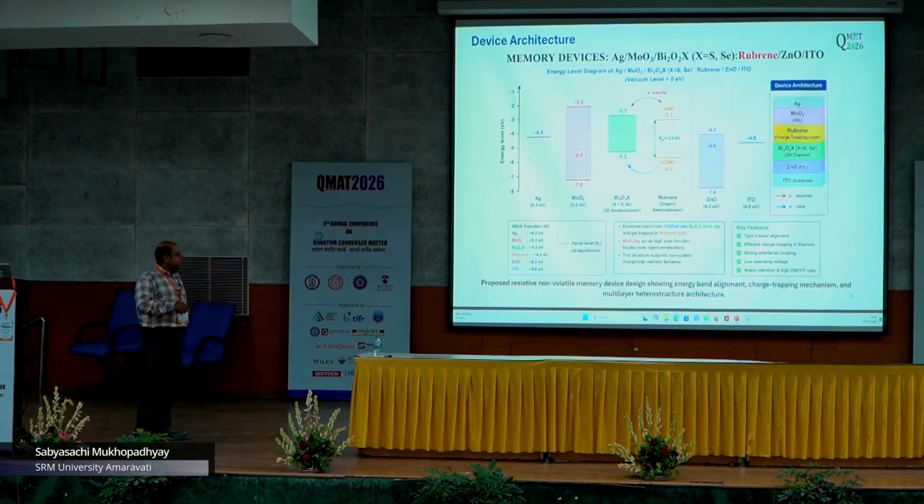We have a type 2 band alignment between the organic and inorganic materials, with efficient charge trapping in the rubrene, because we already know that there are a lot of defects in the organic semiconductor, so it's going to trap the charges in that case. Strong interfacial coupling at those interfaces, low operating voltage, and suitable for maintaining a high off-on ratio.